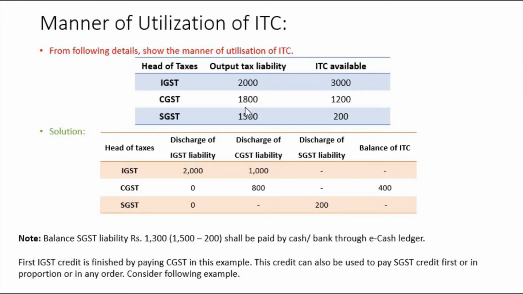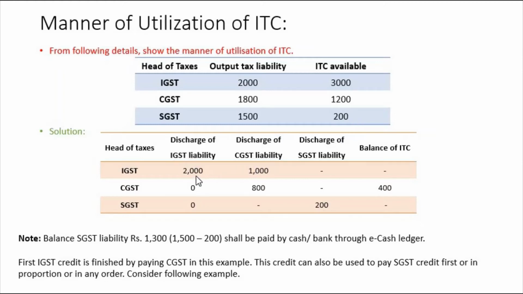CGST, what is happening here? 1800 is payable and 1200 credit is available. So you can utilize all this 1200 in payment of 1800, but still a liability of 600 remains. Hope you are understanding. Liability of 600 remains. How do you pay this? We'll see this later. What is happening here in SGST? 1500 is the tax liability, output tax payable, but 200 is the credit available from the previous month. Let us also call this the opening balance, right?